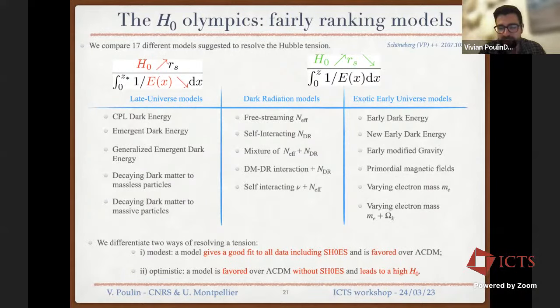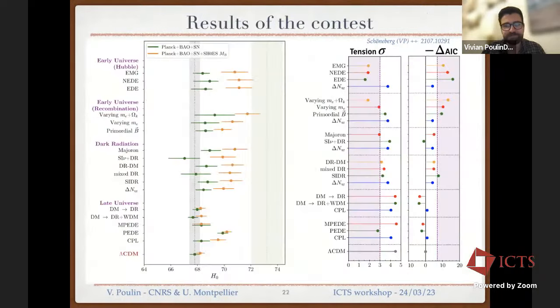There is a more optimistic, perhaps more Bayesian-inclined way, that is to say the model is favored over lambda CDM just from Planck data, essentially, and leads to a prediction of a high H0 without including the SH0ES parameter. So if you want, it's really interpreting this a bit simply. This is like saying I'm trying to get a good fit. This is the frequentist approach, while here I'm trying to be a Bayesian, in a sense. And the results look like this.